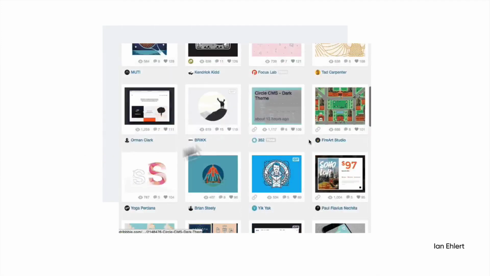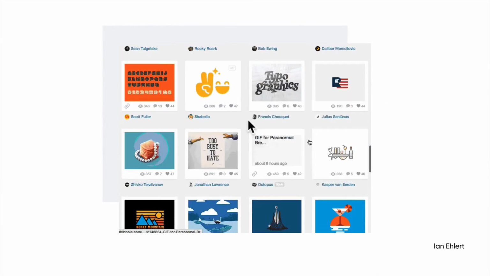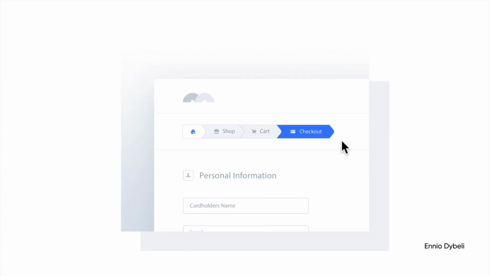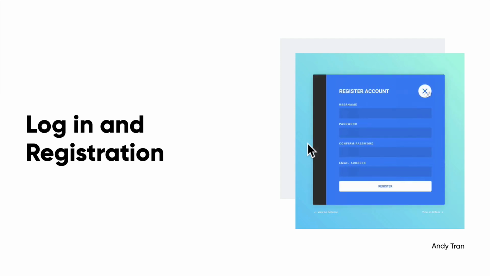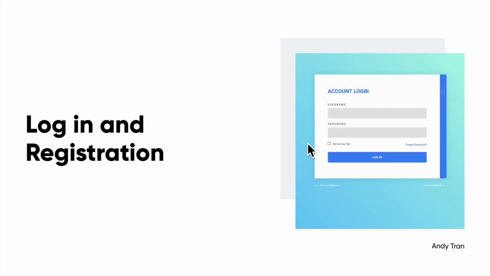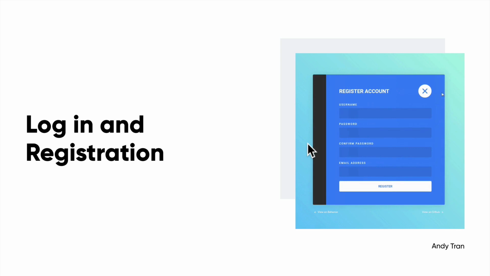That can mean infinite scrolls that just keep loading. That can also mean breadcrumbs. And these are a few examples of design patterns that we're all kind of familiar with. Now, if you're designing a new product, you'll want to figure out the easiest way that users can interact with it. So let's think of something that we always do, login and registration.